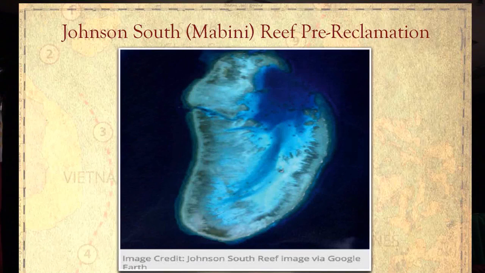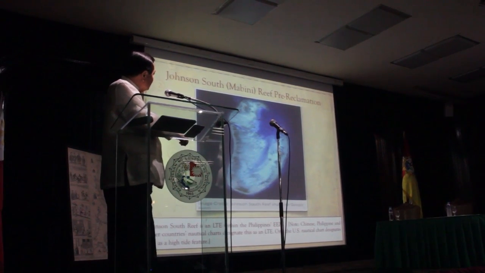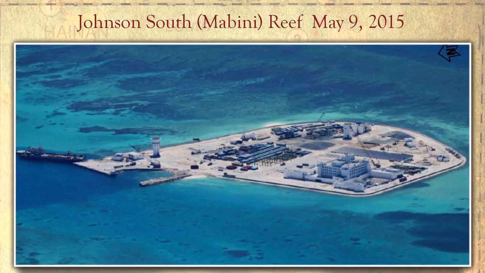That's Johnson South Reef before the reclamation. It is within our EEZ. Next slide. That's how it looked May 9. This was forcibly seized by China in 1988. It was formerly occupied by Vietnam. And in that naval skirmish, about 77 Vietnamese soldiers died.